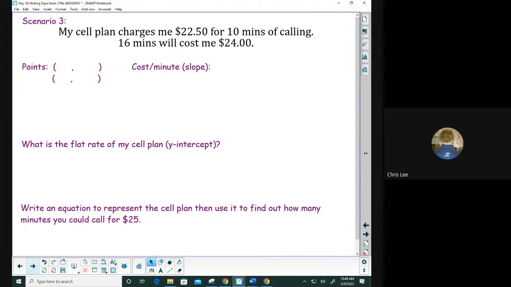This is where you're going to need the algebra. The math is not easy. It's too difficult to do in our head. We have decimals, so we need the algebra. My cell phone plan charges me $22 for 10 minutes of calling. Tell me what coordinate that is. Very nice. Siobhan remembers time and money.